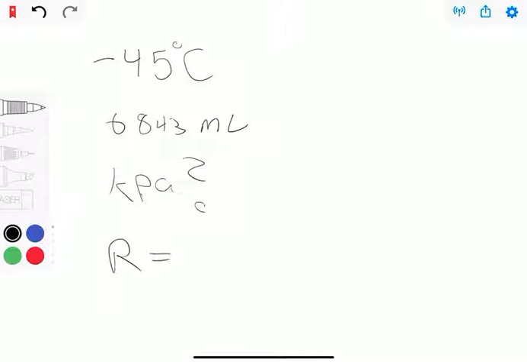So first we need to find which R, that's the constant we need to use, and since the answer needs to be in kilopascal, we need to find the R that has kilopascal, and that is 8.314 kilopascal times liter divided by mole times Kelvin. We also then need to turn our Celsius into Kelvin and our milliliters into liter, since we need to have the same units throughout this problem before we can solve it.